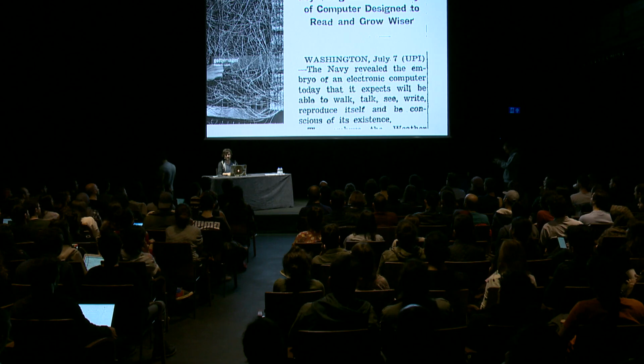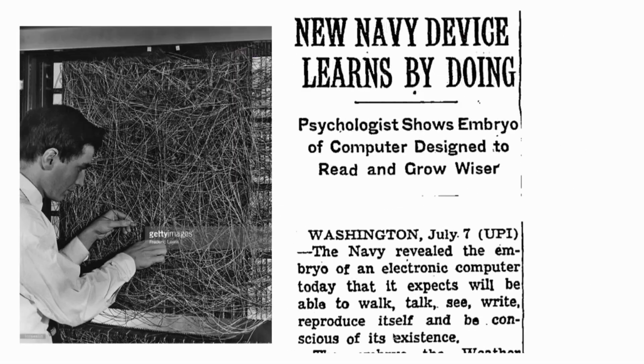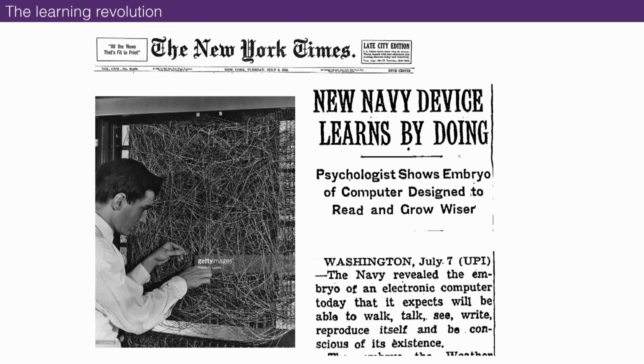That's about it. This kind of stuff is microscopic now, and it wasn't actually all that good at what it did. Nevertheless, when the New York Times found out about it, they wrote that the Navy revealed the embryo of an electronic computer today that it expects will be able to walk, talk, see, write, reproduce itself, and be conscious of its existence. So that's the New York Times in 1957. If you think AI hype is really bad now, this is pretty radical, I think, for the 1950s.